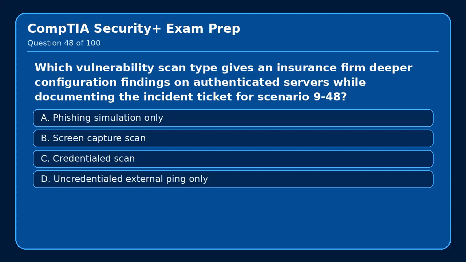Take a moment to choose your answer. The answer is A. Address the actively exploited internet-facing vulnerability first. Exploit activity and exposure increase likelihood, so they should strongly influence remediation priority.